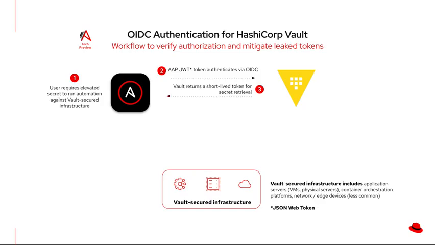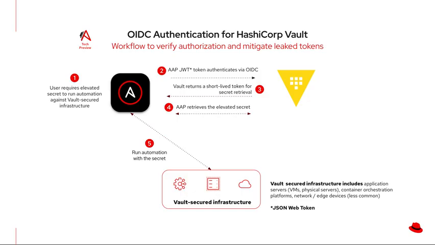Vault validates that token, checks the claims against its internal policies, and returns a scoped short-lived token back to Ansible Automation Platform specifically for that secret retrieval. Ansible Automation Platform then retrieves the elevated secret and uses it to run the automation against the target infrastructure.